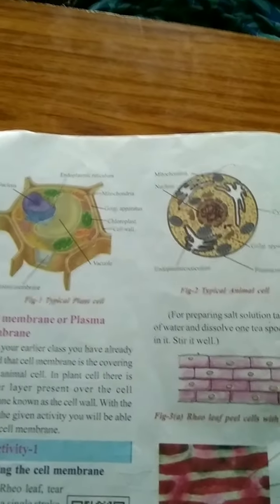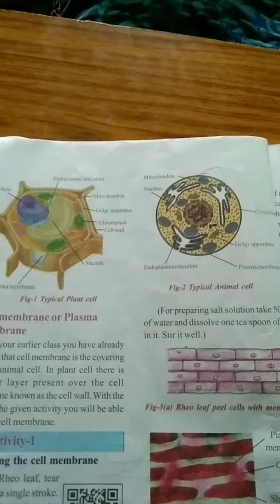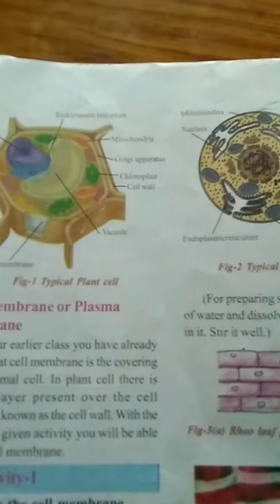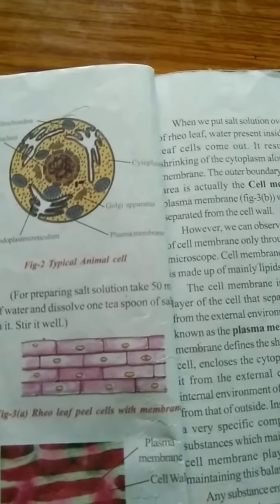Today let us know about the typical cell. So what is a typical cell in plant and animal? See, look at these figures. There are two types of cells. One belongs to the plant cell and another one is the animal cell.